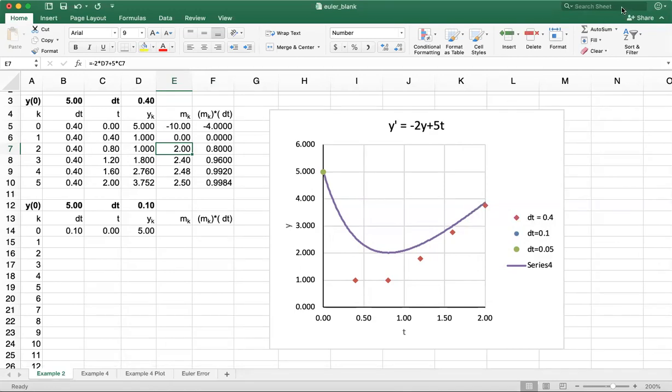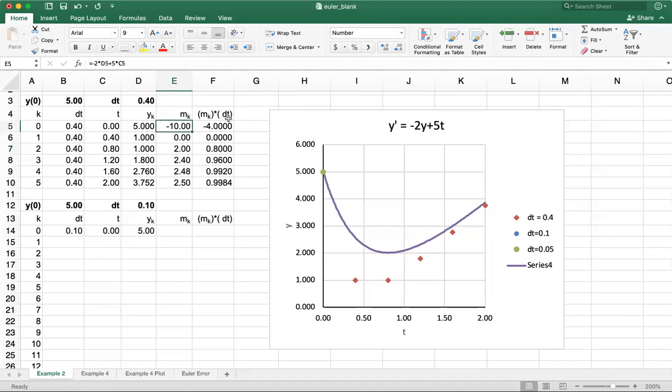Now, before I go on and do a couple more of these approximations, are there any questions about any of the steps that I did for Euler's method? So I'll pause for a moment. Can you repeat how you got m sub k?